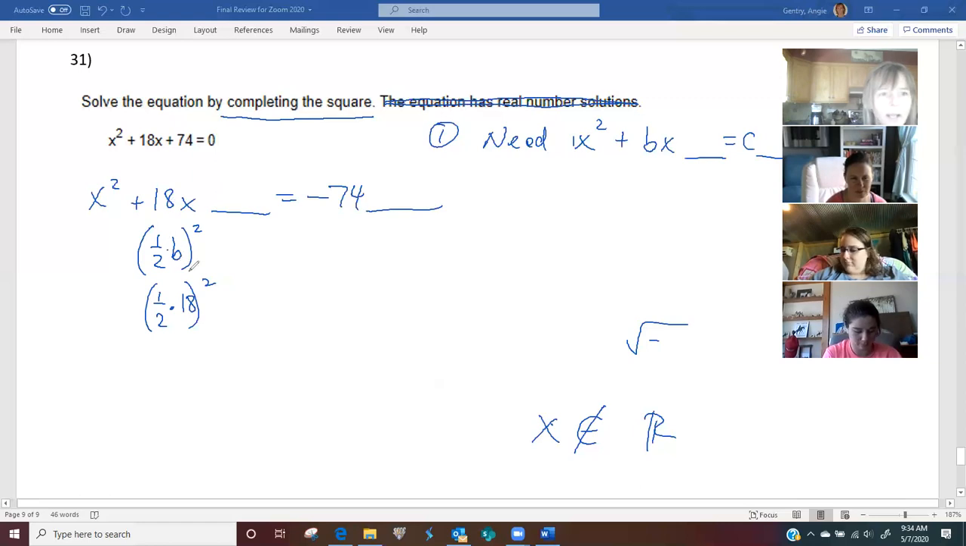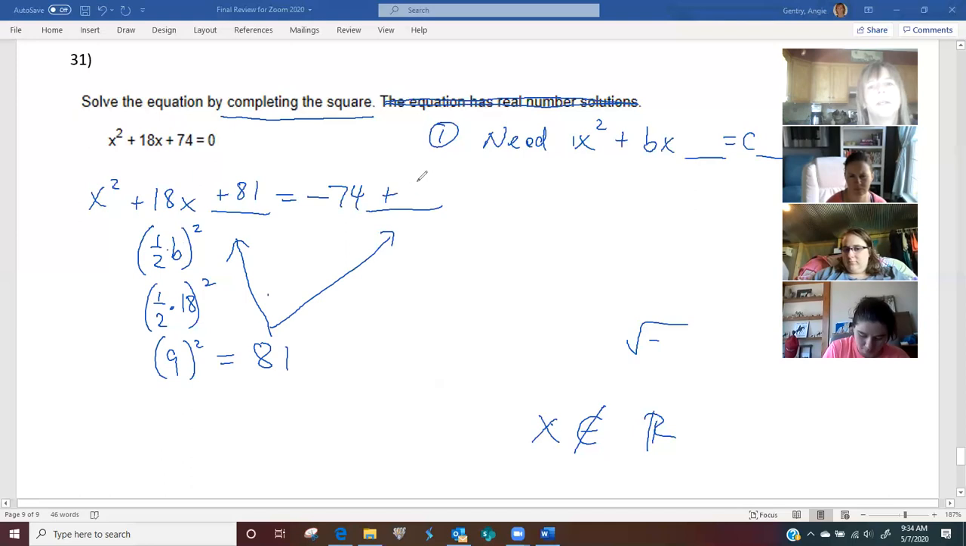B is 18, yes. What is half of 18? 9. What is 9 squared? 81. This is the outside goes outside, and this is the inside, and that's what goes inside that binomial. Watch that sign, because if that's a negative, be careful, but it is a positive.